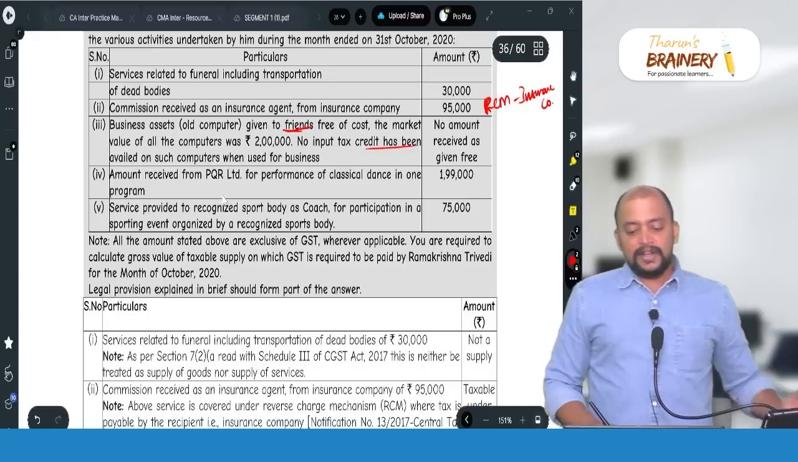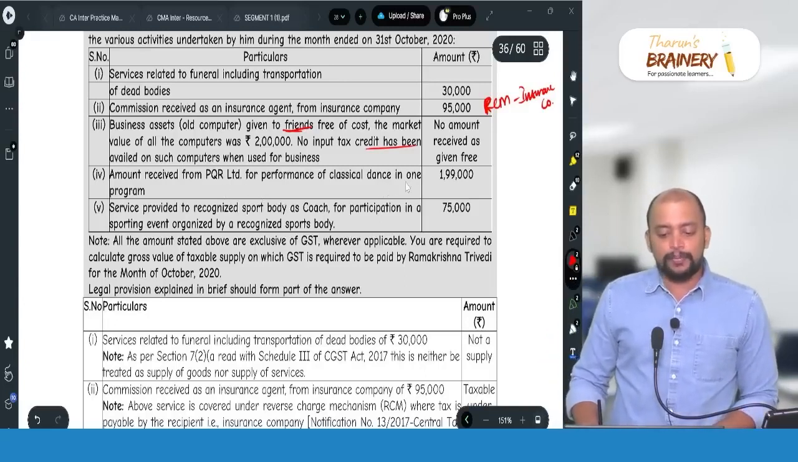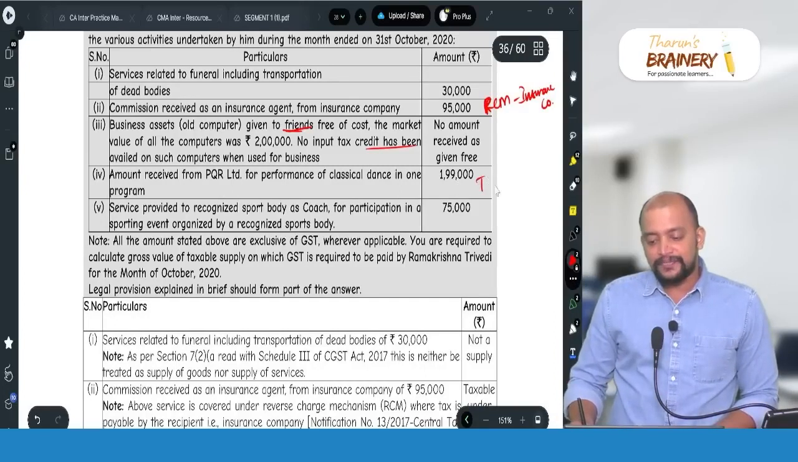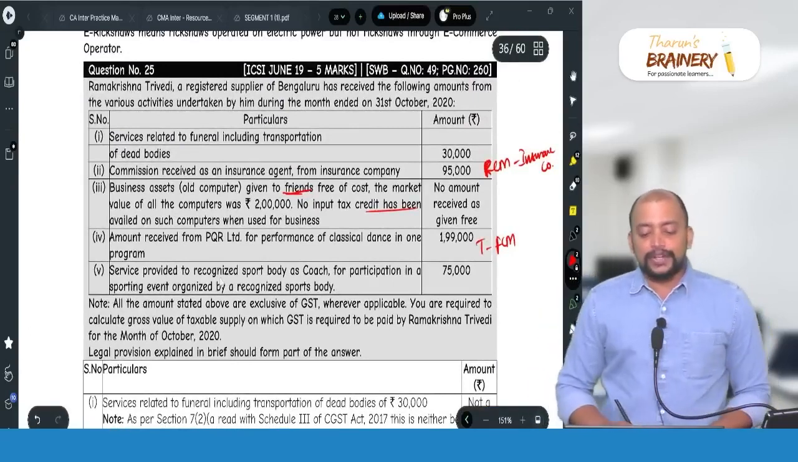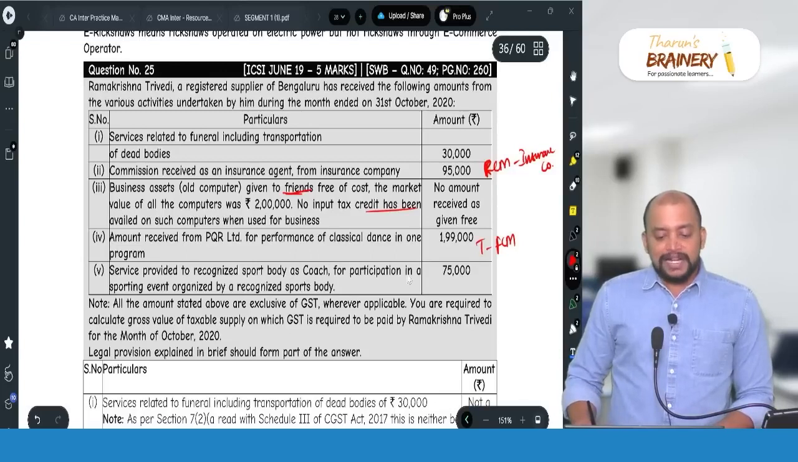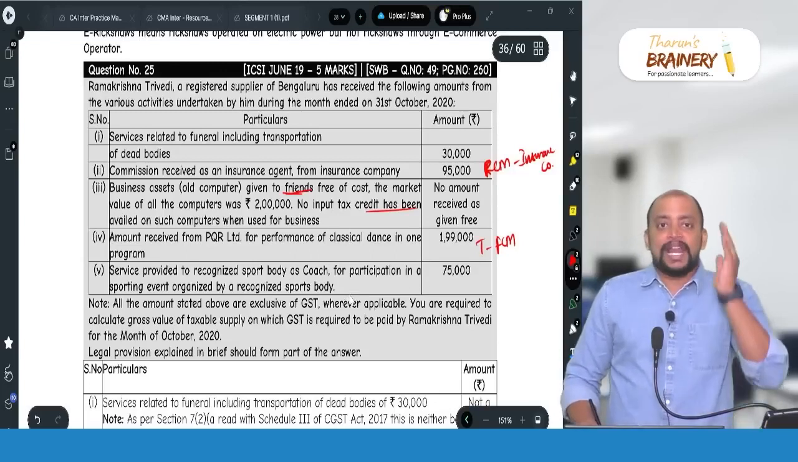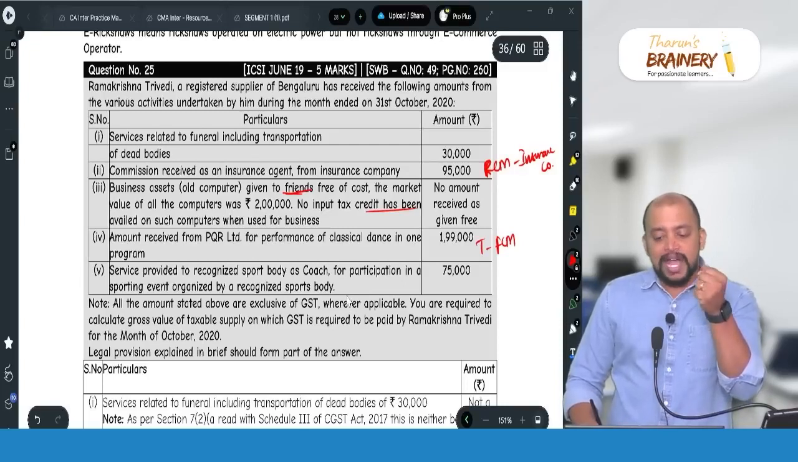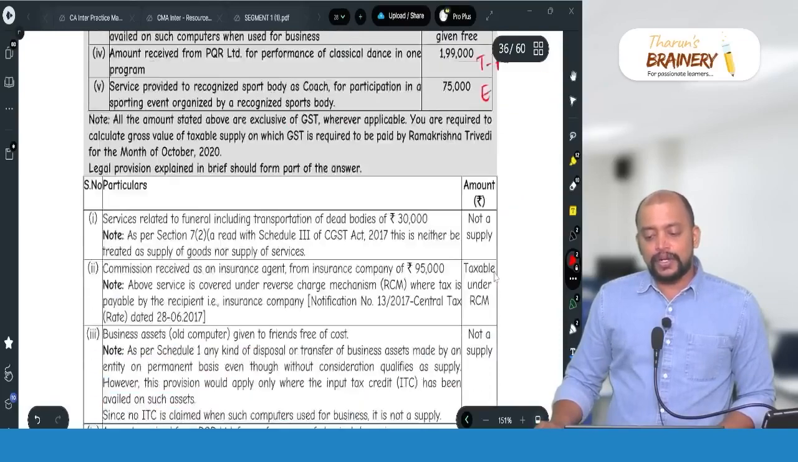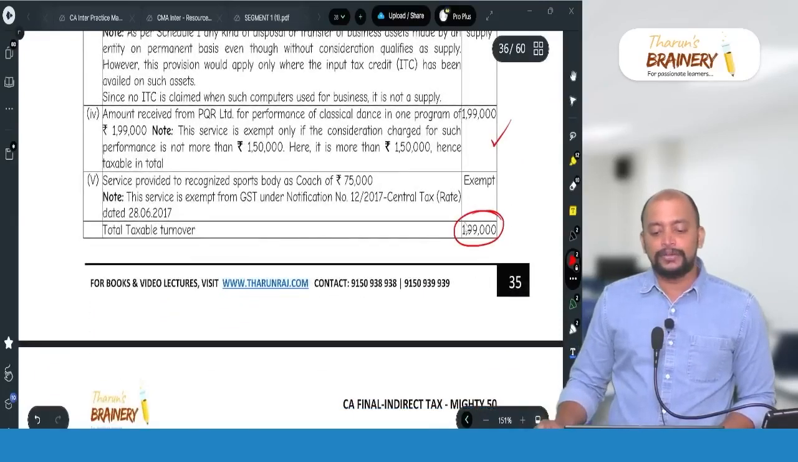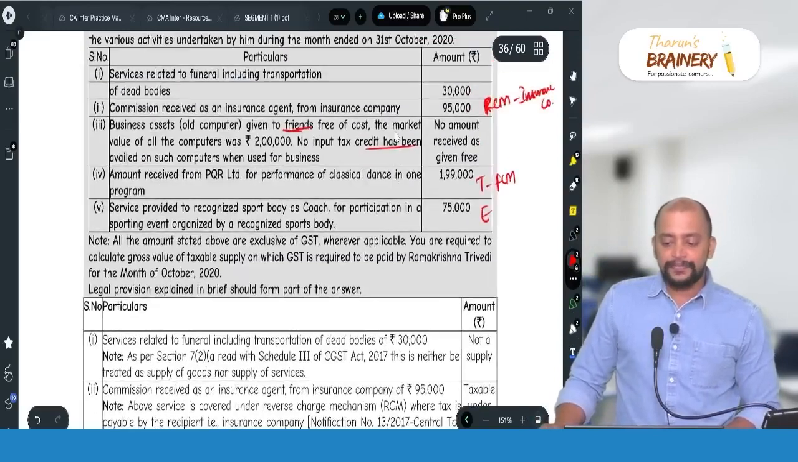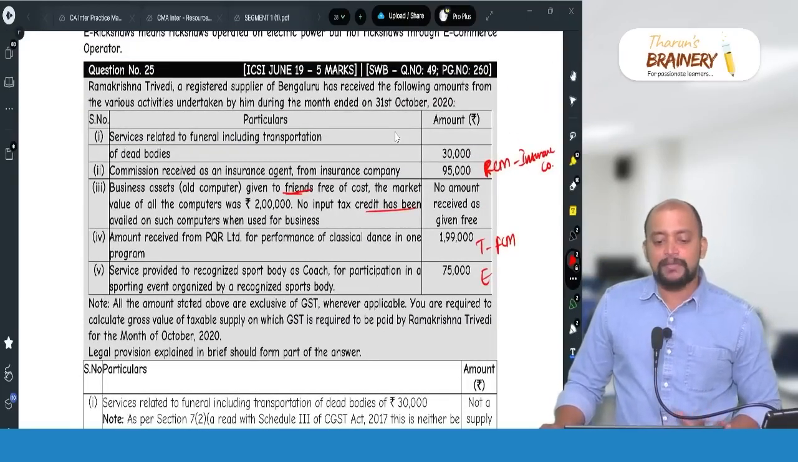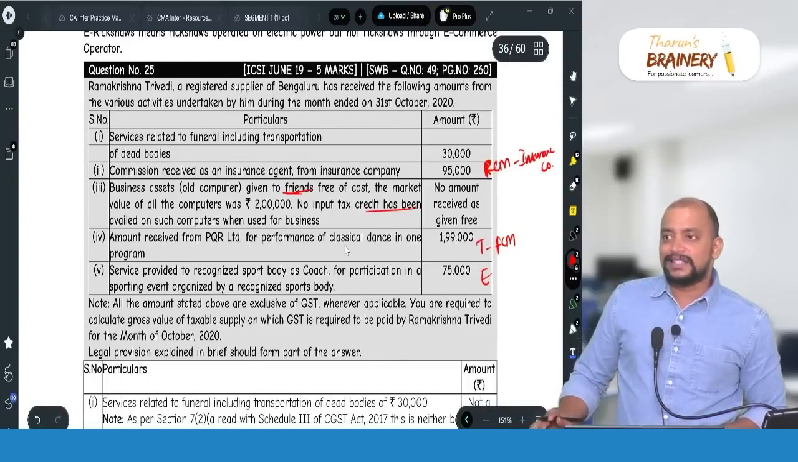Amount received from PQR Limited for performance of classical dance in one program, 1,99,000, it exceeds 1,50,000, so it is entirely taxable, and 1,99,000 should be included in his turnover. Then service provided to a recognized sports body as a coach for participation in a sporting event organized by a recognized sports body, player, referee, umpire, coach, team manager: exempted. So 75,000 is exempted, and only 1,99,000 will be the taxable value. But we need to clearly write why it is taxable, not a supply, exempted, all those details. So this question, usually for 5 marks, is a mixture of all services.